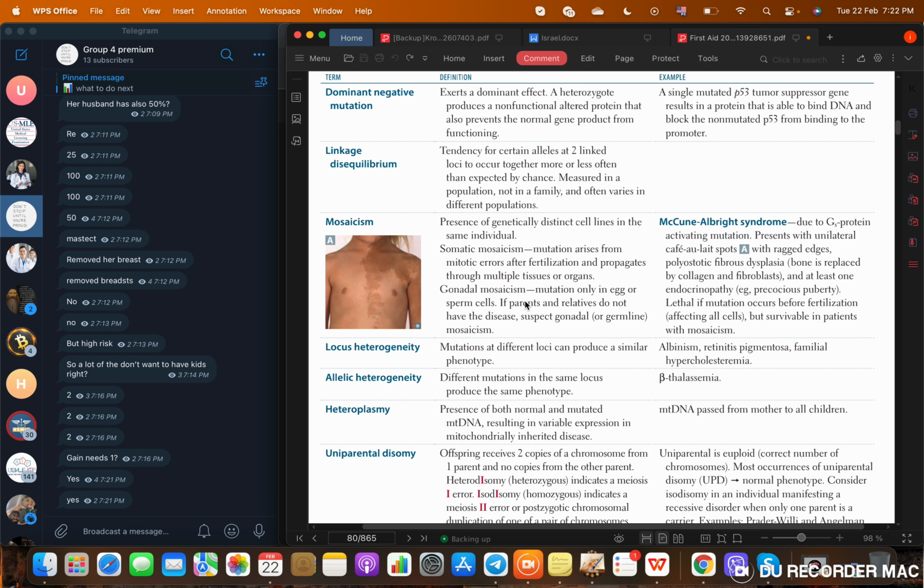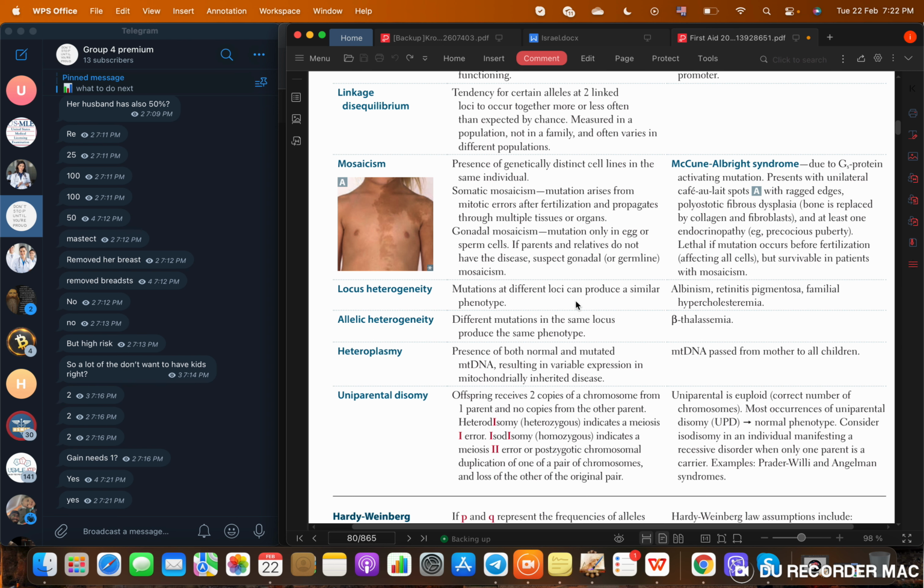Okay, so let's take a look at it. Mosaicism: presence of genetically distinct cell lineages in the same individual. Okay, so you are like, wait a second. If you take from me two different cells, one from my skin on the right side and one from my skin on the left side, they are going to have slightly different DNA? The answer is yes. So somatic mosaicism and gonadal mosaicism, what is the difference between them?